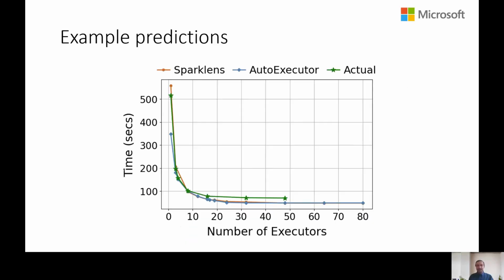Here is an example of a PCC predicted by AutoExecutor for a query, and this is shown by the blue line. The green line shows the actual running times of the query with different executor counts, and the orange line shows estimates obtained from the Spark lens tool. But for Spark lens, we need one run of the query before we can estimate the running time of the query at other executor counts, whereas for AutoExecutor, we were able to predict the PCC without executing the query.